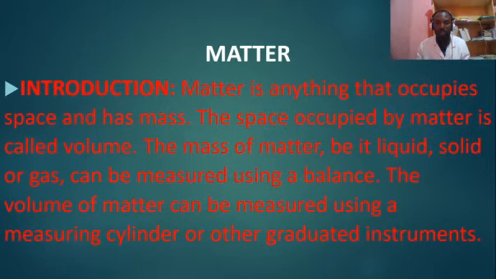The space occupied by matter is called volume. So if I have a book as such, I can calculate the volume of this book. Now, where the book is in my hand, I cannot put this phone on the very place where the book is, because the book is occupying a certain volume. So matter is anything that occupies space and has mass. The space that matter occupies is called volume.